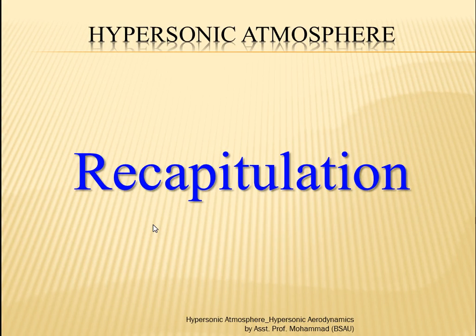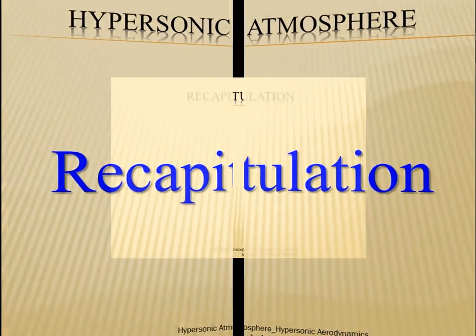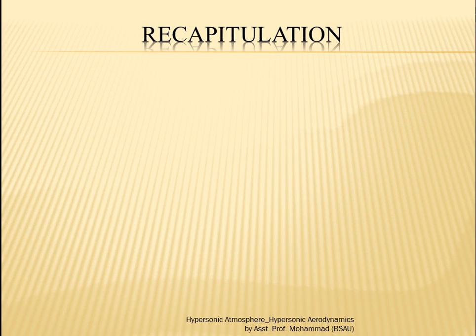Recapitulation. Let us just summarize quickly what we learnt today in this entire video lecture. We know that we define the hypersonic regime, and the hypersonic regime is not the hypersonic velocity, but the hypersonic atmosphere, because all the characteristics utilized in defining the hypersonic regime are basically the atmospheric properties, not the velocity or the vehicle property.